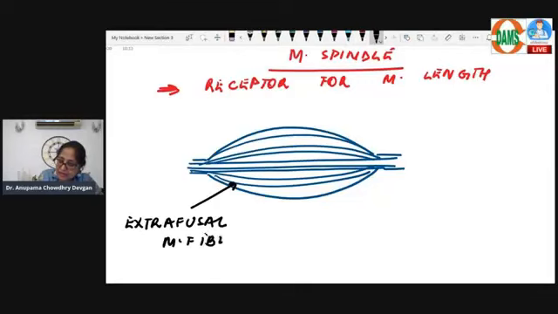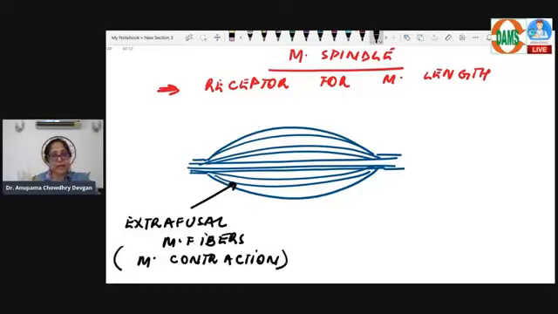These extrafusal muscle fibers are responsible for muscle contraction, right? And what is the nerve supply to the extrafusal muscle fibers? The motor supply to these extrafusal muscle fibers is A alpha. We've discussed this. A alpha is the somatic motor. This is the spinal motor neuron. This supplies the extrafusal muscle fibers, which are responsible for muscle contraction.